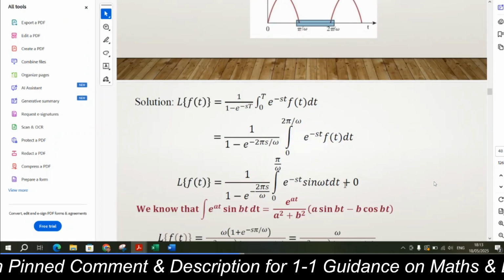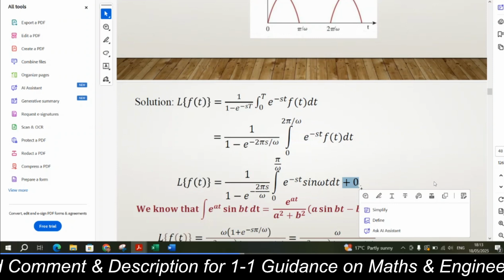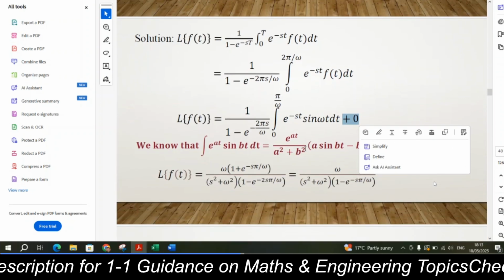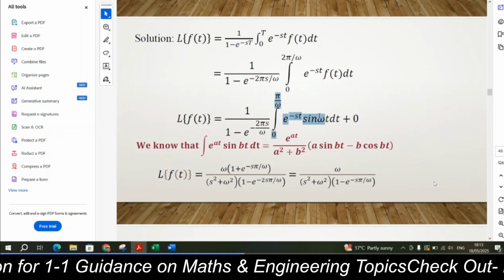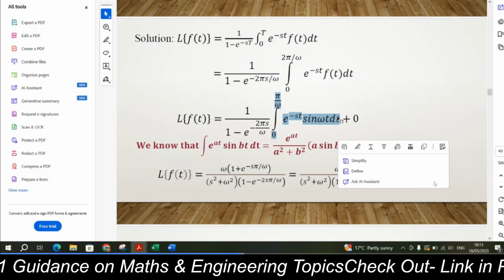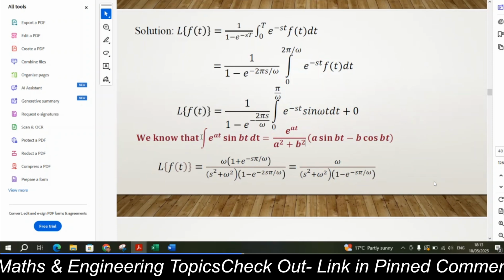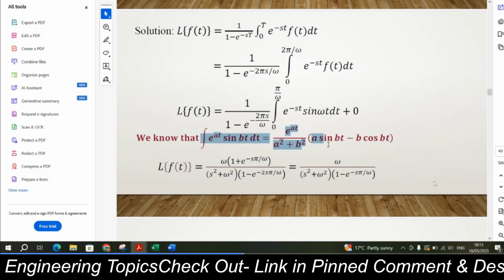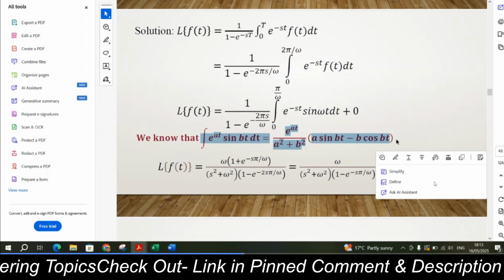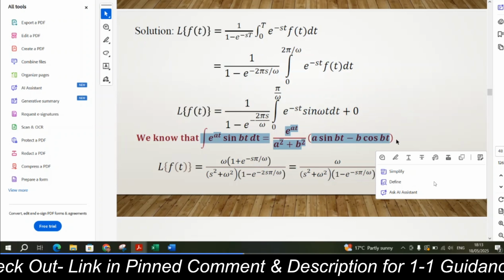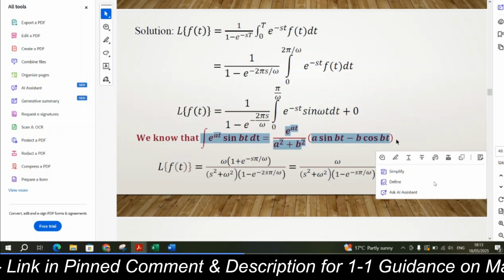Now pi by omega to 2 pi by omega, that is over here, the function value is 0. So the integral value will also be 0. Okay. And therefore you have a plus 0 directly. Now you have only 0 to pi by omega to solve for. Now again over here, it's e raised to minus st sine omega t dt. Now they have not given you, but do you know this particular formula?